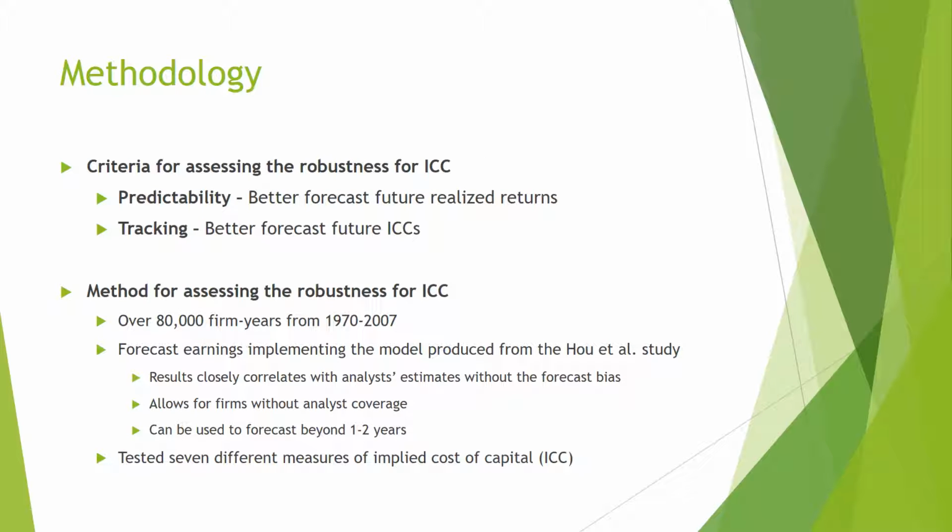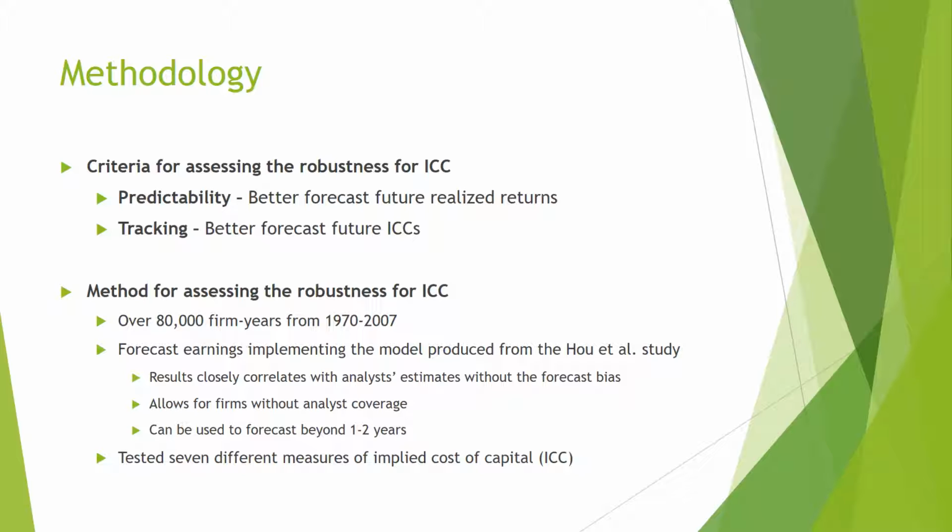So the methodology for the main paper we'll be analyzing comes in essentially two ways for analyzing robustness. It's predictability, which means it helps you better forecast realized returns, and tracking, as in the implied cost of capital today kind of tells you what's going to happen tomorrow, a couple of years down the road maybe.